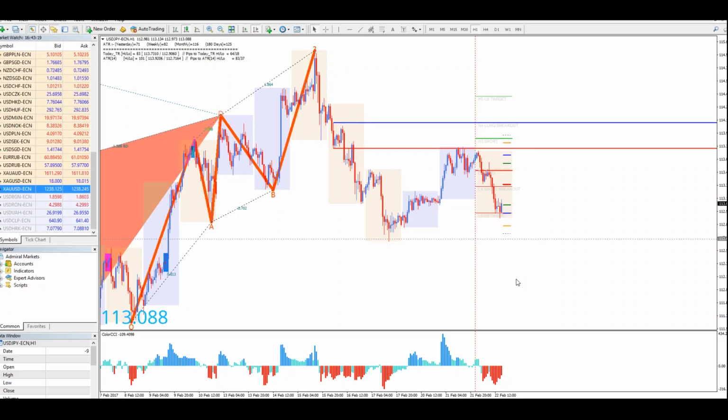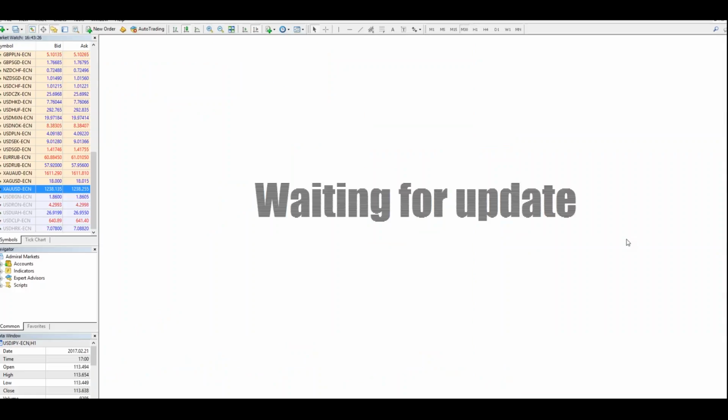On dollar yen, I would wait for some confirmation pattern. Let's see if we have at least a scalp trade here.